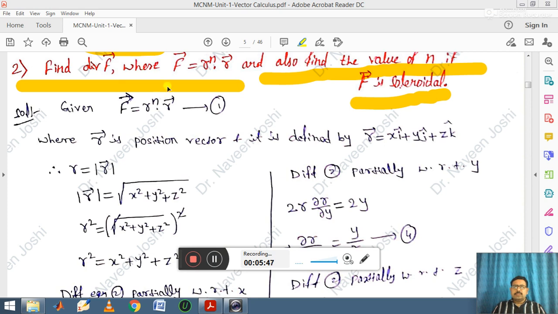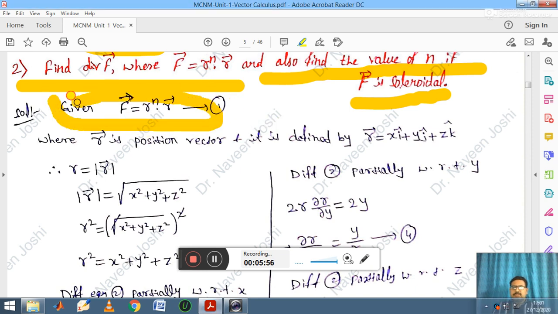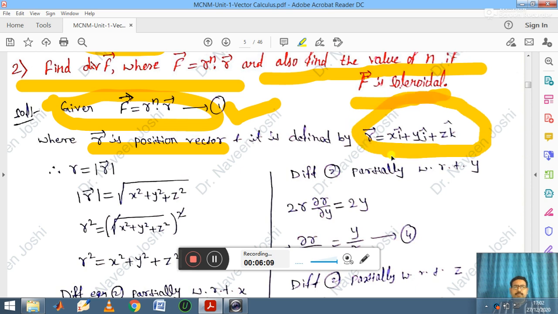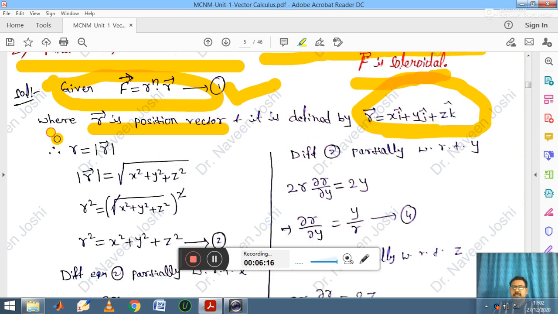Okay, here the expression contains r, so we know that small r indicates the position vector. Let's write the given expression f equals r^n dot r, and take it as equation 1. Here r is the position vector and its definition is r equals xi plus yj plus zk. This is the position vector definition, you need to remember. Then we can write r equals modulus of r bar, that is nothing but the magnitude of a vector.